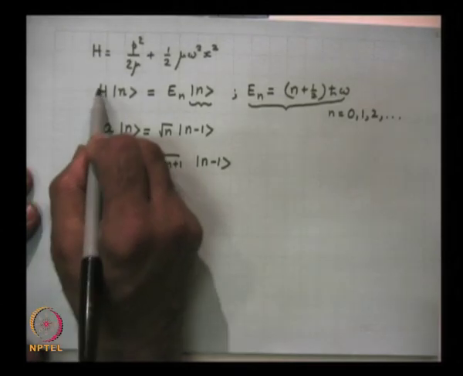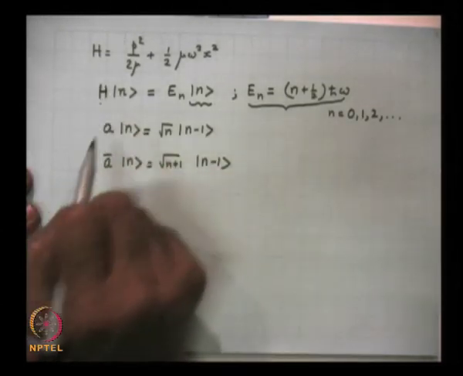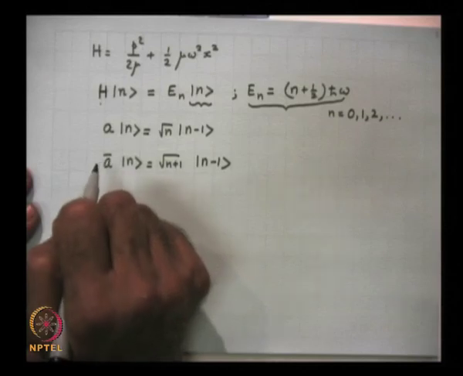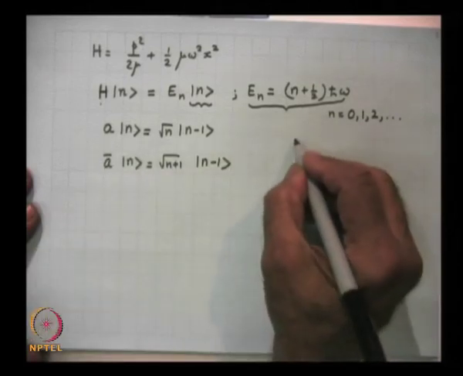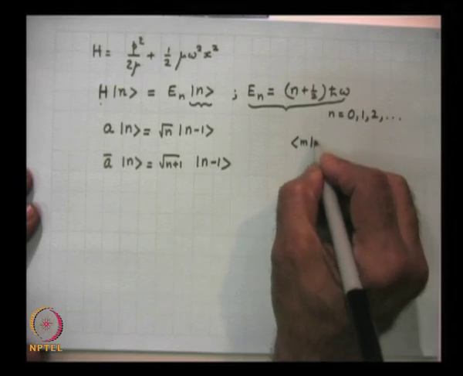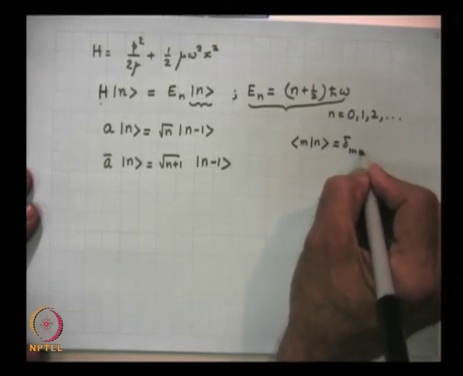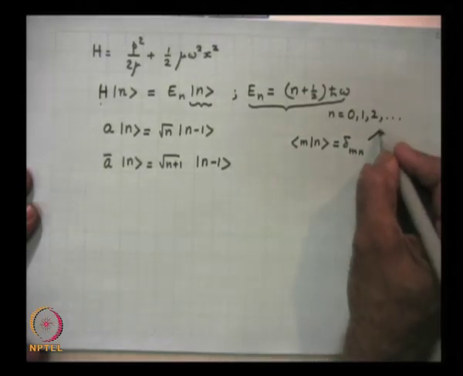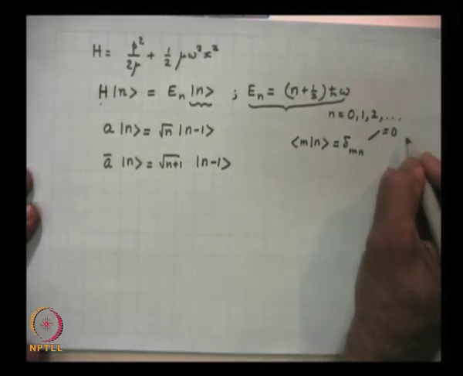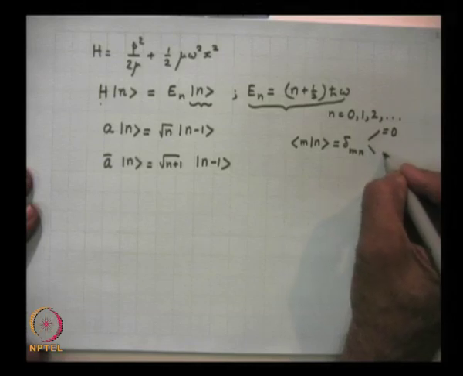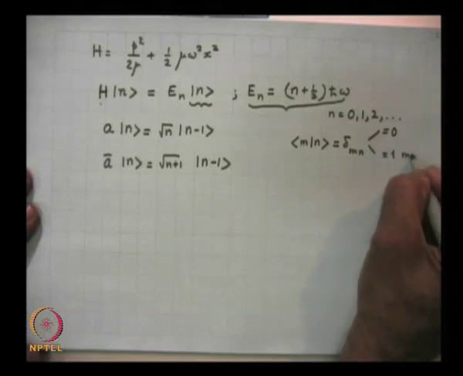And since these kets n are the eigenkets of the Hermitian operator H, they form an orthonormal set of vectors, that is bra m ket n is equal to delta m n. That is, this is equal to 0 if m is not equal to n and is equal to 1 if m is equal to n.